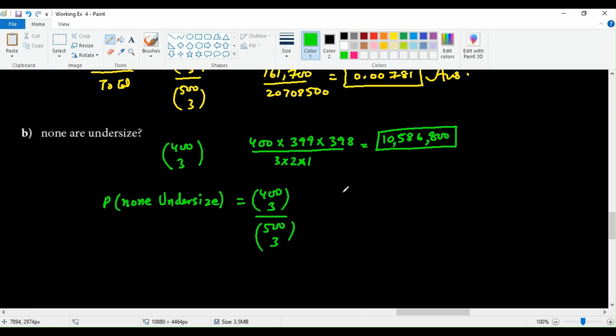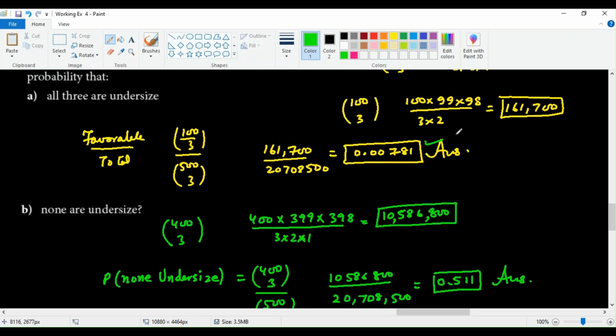We know the calculation for the first part is 10,586,800 divided by total, which is 20,708,500. Ultimately, this is going to give us 0.511, which is the answer provided in the book. So this is the answer for part B, and this is the answer for part A.